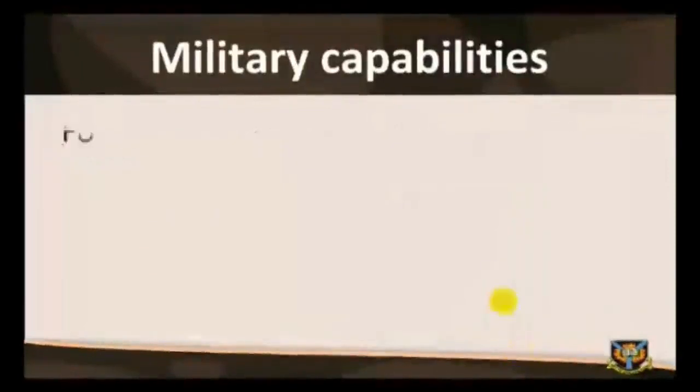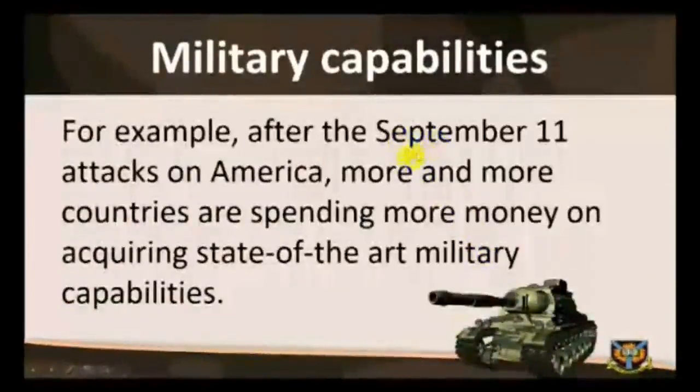For example, after the September 11 attacks on America, more and more countries are spending more money on acquiring state-of-the-art military capabilities. One way of estimating the power potentials of states is by comparing the amount of money they spend on military capabilities. The ability of a country to deploy its armed forces outside its own territorial boundaries is crucial in its relations with others in the international arena.